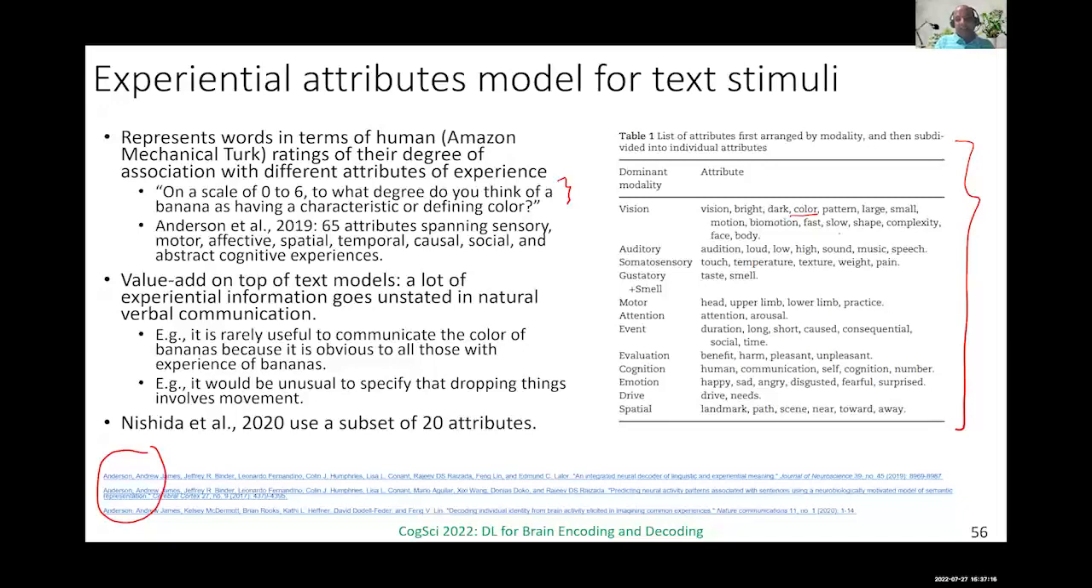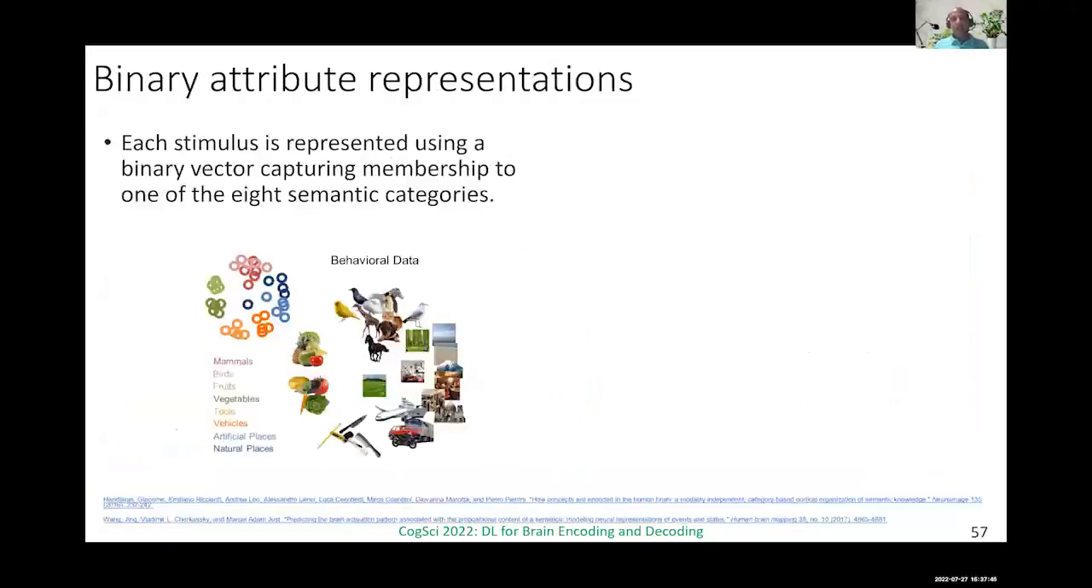But the interesting part is that in the way the embeddings are learned, some of them unfortunately do not capture common sense, because common sense is not something that is spoken or written, right? It is rarely useful to communicate the color of bananas because it's so obvious to all those who are experiencing it. So oftentimes word embeddings don't capture those, and that is the value add that such experiential attributes have on top of the word embeddings that you're using anyway. Now, different people use different sets of attributes, but the goal is more or less to use some sort of attribute representation as experiential attributes.